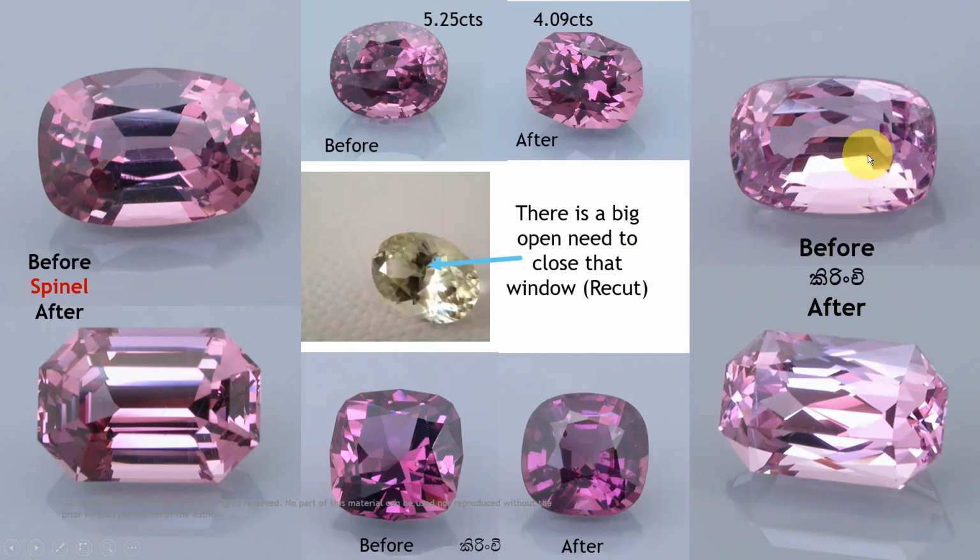See, before, luster is not enough. Here, after recutting, shape also changes. Then after recutting, proportionally cut. Look at the luster here.